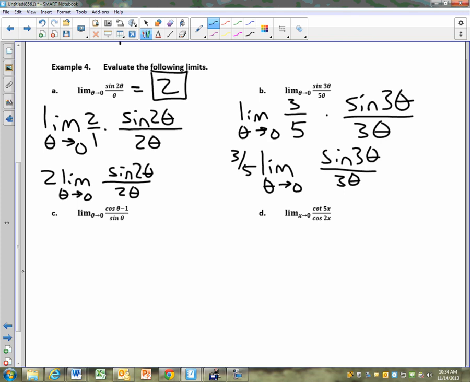So, if you see it, all I've done is rearrange some of the numbers. So I've got the limit as theta approaches 0 of sine of 3 theta over 3 theta. What is the limit as theta approaches 0 of sine of 3 theta over 3 theta? 1. So you have 3/5 times 1 is? What's that? Okay.